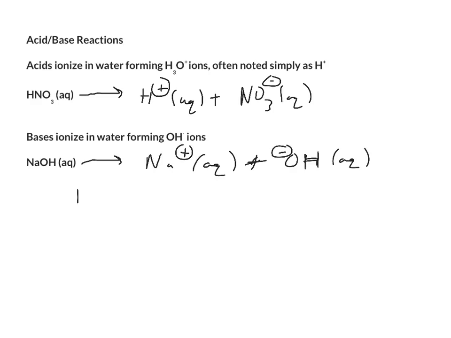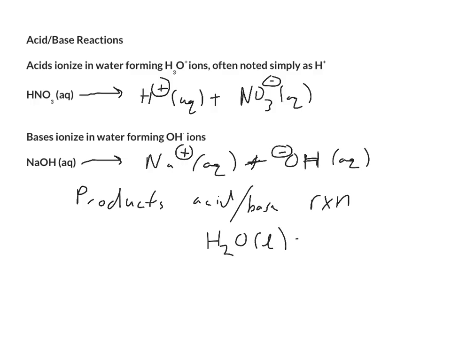So the products of an acid-base reaction form water and a salt. That is an ionic compound. Whether it's soluble or not, you have to refer to those solubility rules that you've encountered. But we have an example here.